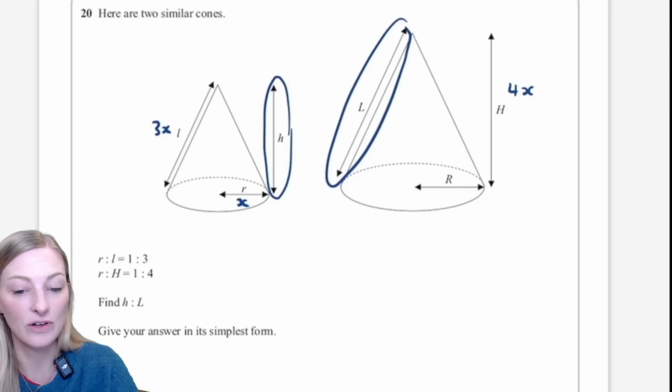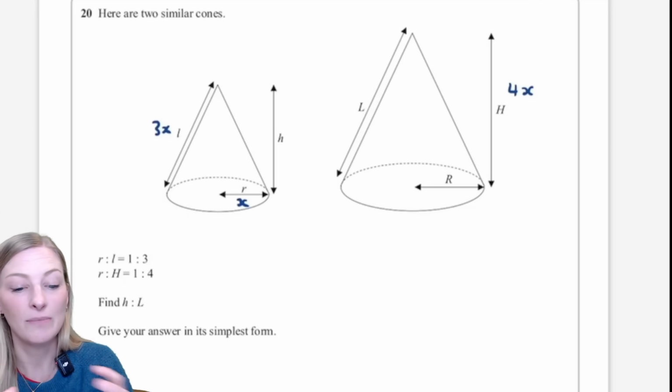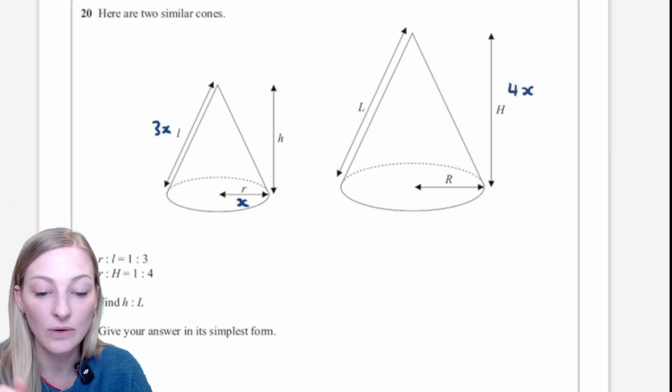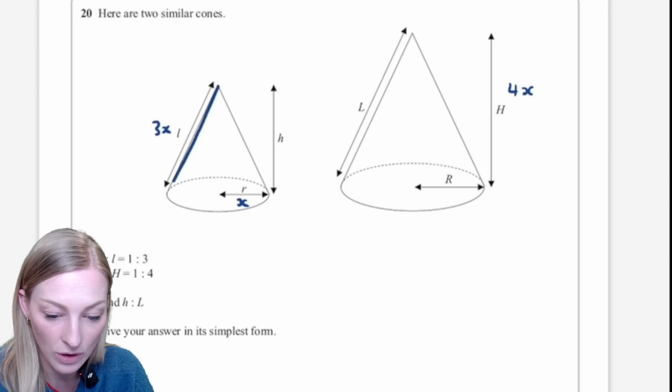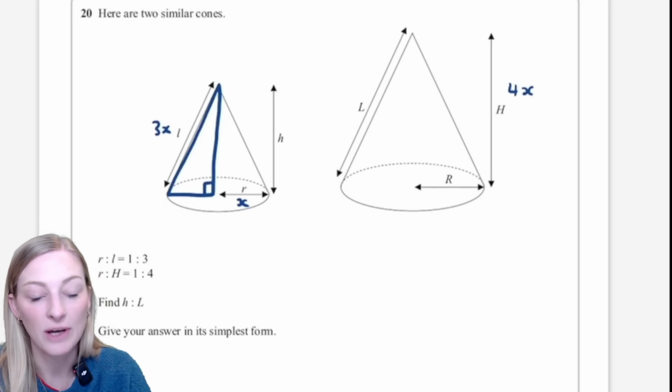I don't have either of those lengths, but I was told in the question that these two things were similar. So it makes sense to try and get a scale factor here, but I don't have two things that are the same. What I can do though is make this into a right angled triangle to get the height. And we can use Pythagoras to do that.